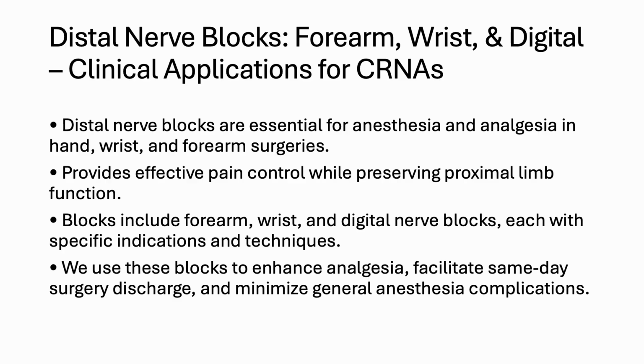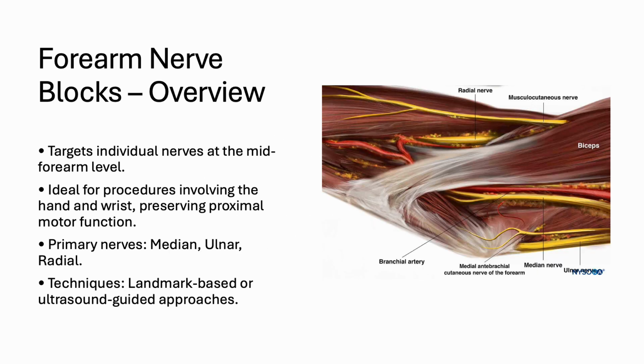So when we're talking about distal nerve blocks, they're going to be essential for anesthesia and analgesia in hand, wrist, and forearm surgeries. That provides effective pain control while preserving proximal limb function. Blocks include the forearm, wrist, and digital nerve blocks. Each has specific indications and techniques. We're going to use these blocks to enhance analgesia, facilitate same-day surgery discharge, and minimize general anesthesia complications.